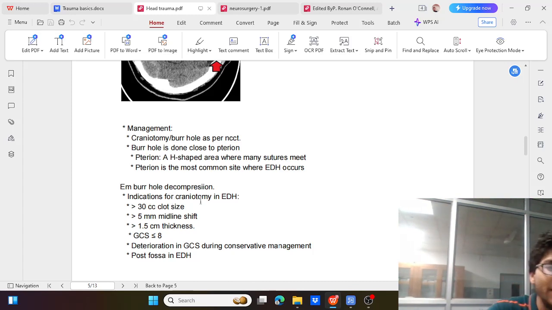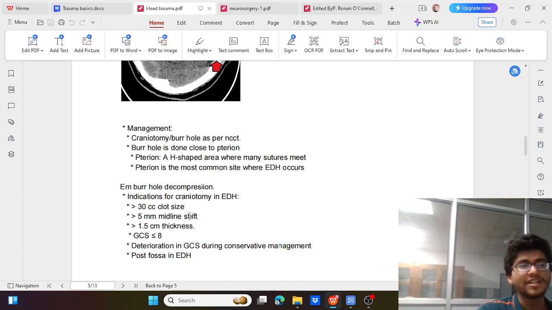Then what are the indications of craniotomy? So what is craniotomy? Here we create multiple burr holes and remove some part of skull. By joining the burr holes, like we do 3 or 4 burr holes and we join the points of the burr holes and remove the skull and open and remove the clot.